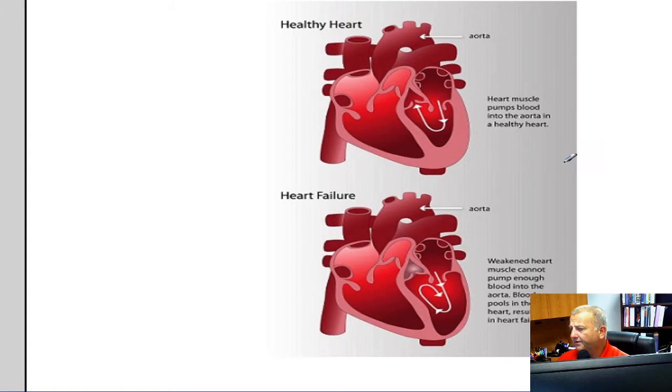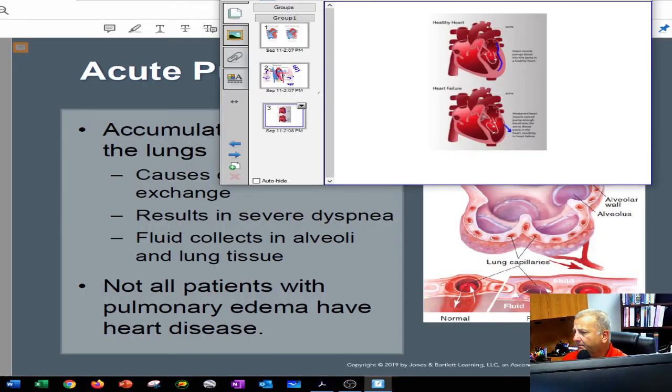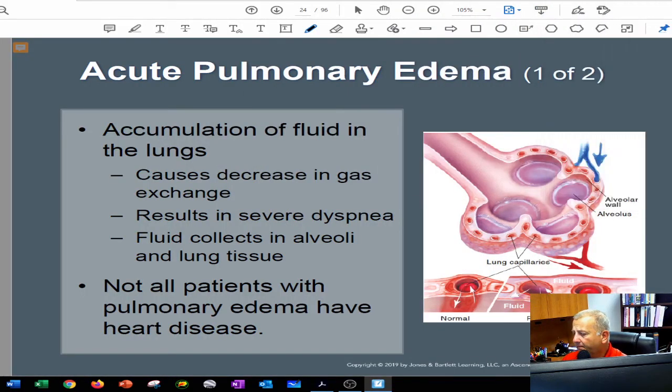Here's your healthy heart. Here's your left ventricle. You see how small it is? Compare it with here, how large it is. It just can't pump against it. Pressure is too high and it can't pump against it. And it affects gas exchange.